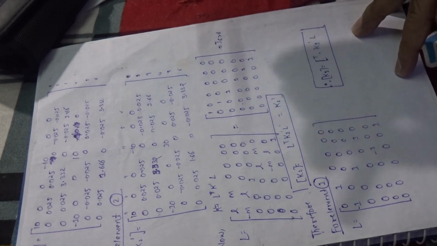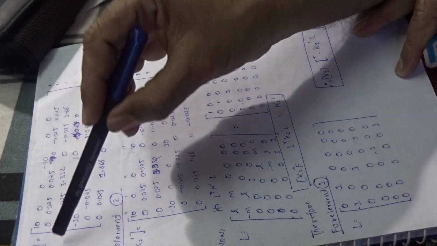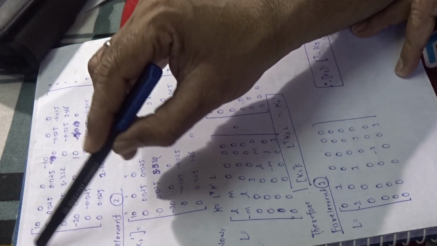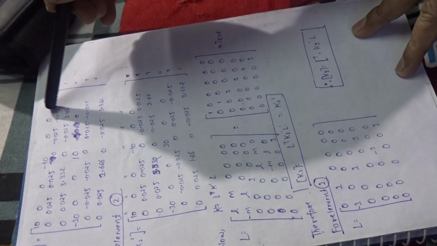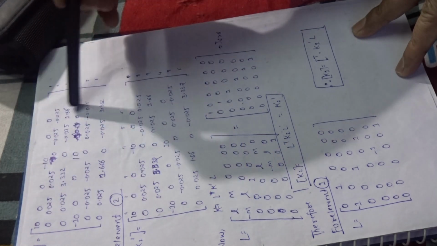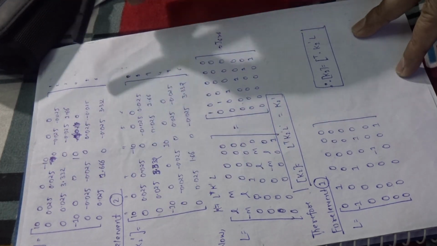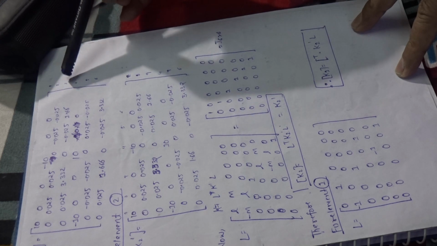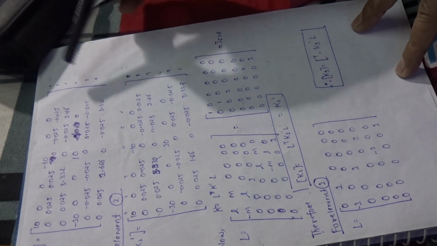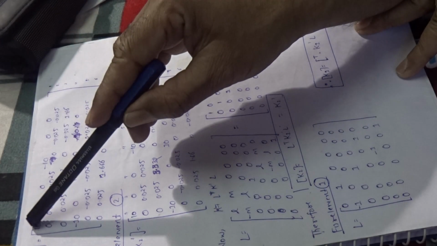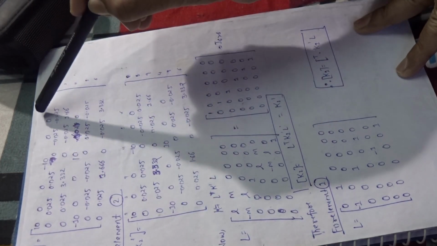K1 is the final value of the element stiffness matrix for element 1. When you substitute the values, you will get this 6 by 6 matrix, and 1, 2, 3, 4, 5, 6 denote the degrees of freedom. You can also write 1, 2, 3, 4, 5, 6.